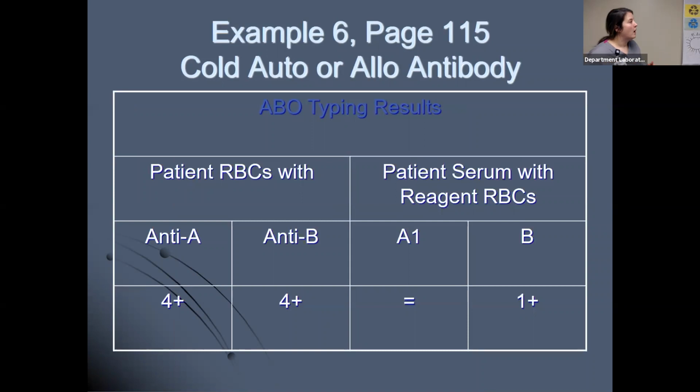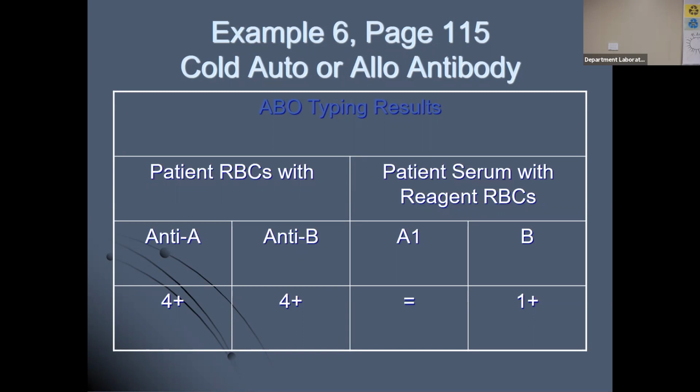All right, so remember, we talked about if you have some additional reactions in your back type, it could be due to rouleau. It could also be due to some type of cold reacting, either an allo antibody or an auto antibody. So take a look at this example. You have anti-A with a 4+ reaction, anti-B with a 4+ reaction. What's your front type? AB. But then in your back type, you have a negative reaction with A1 cells and a 1+ reaction with your B cells. Is this what you expect for an AB patient? Now, which one of these results do you think is discrepant?